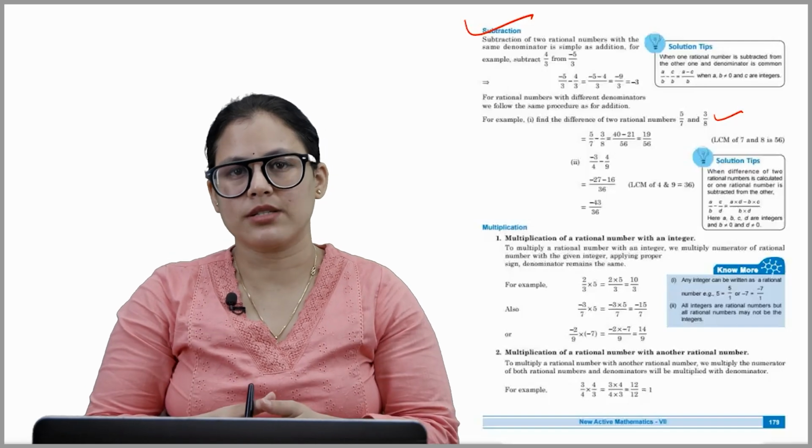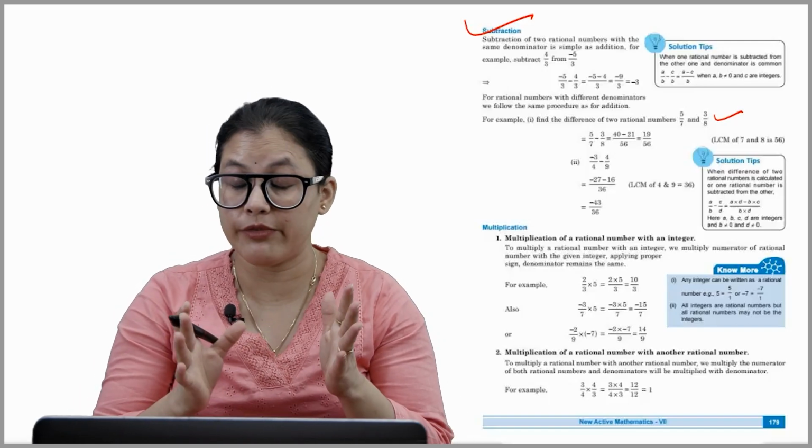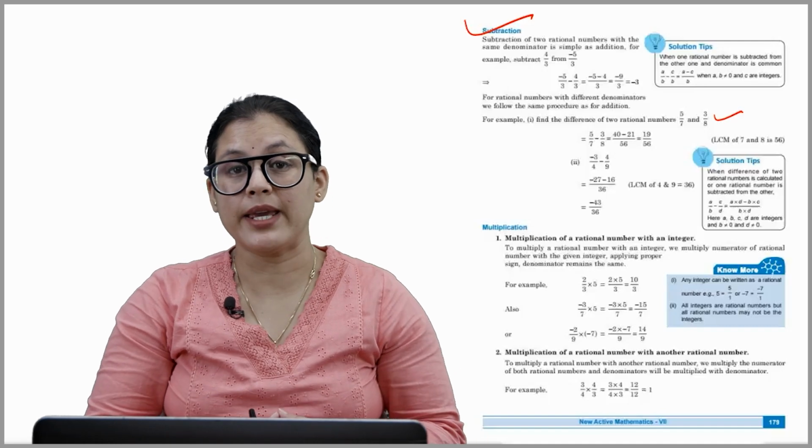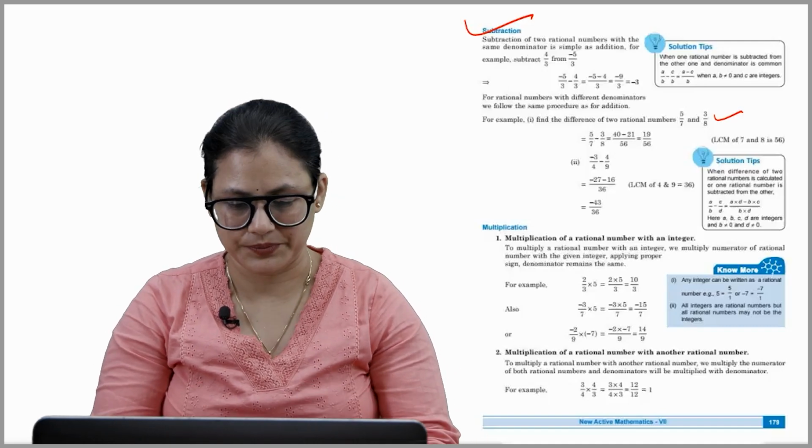Now the denominator is different. So first we will find out the denominator, we will find out the LCM, then we will make the denominator same and then we'll subtract, right?